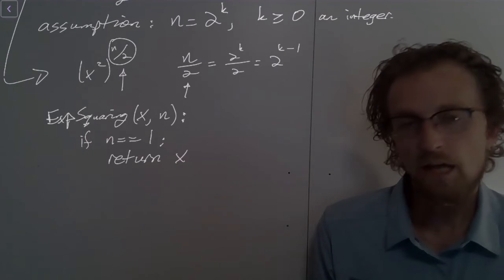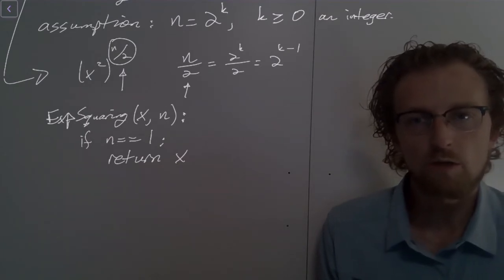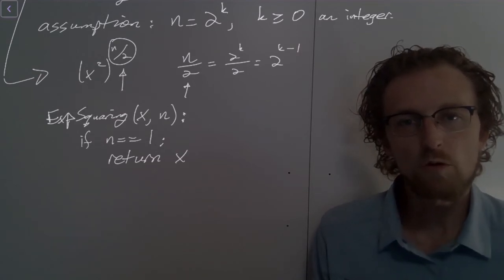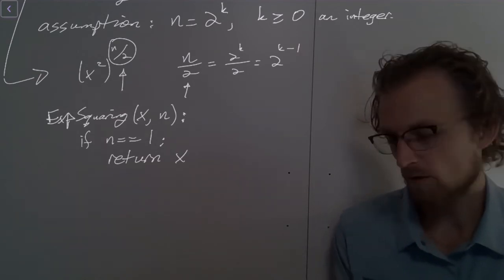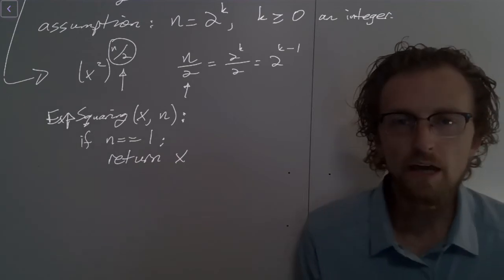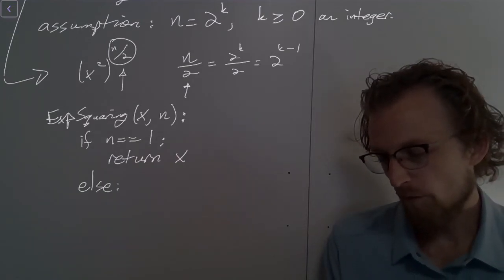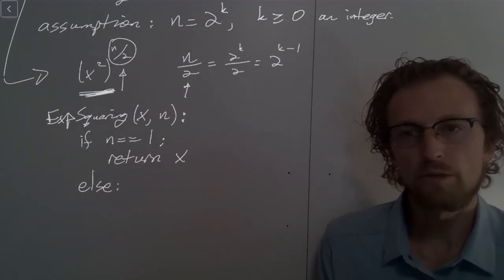Return x. And if it wasn't clear, we're going to do this in a recursive way. This formula above suggests a recursive approach, so we're going to program this in a recursive way. So if n is 1, then return x. Otherwise, what do we return? Well, we just return something that's based on this formula up here.